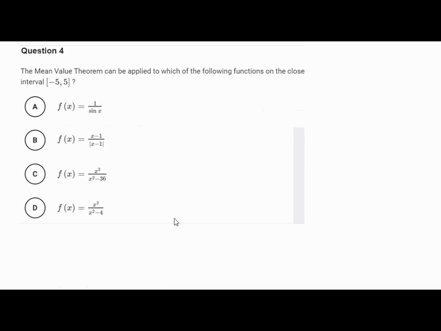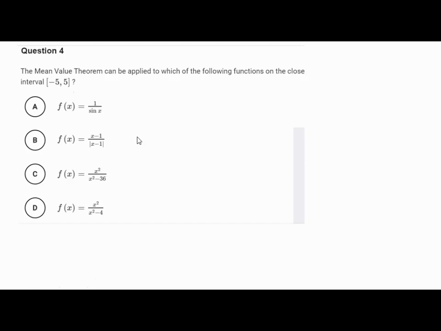All right, number 4 was the other problem. It says the mean value theorem can be applied to which of the following functions. So this is just asking if it can be applied. If you remember in the last slide, in order for mean value theorem to be applied, the function must be continuous and differentiable on the given interval, which the given interval here is negative 5 to 5.